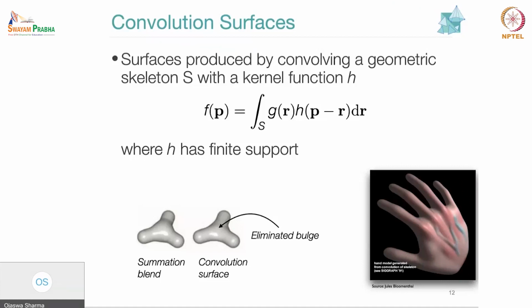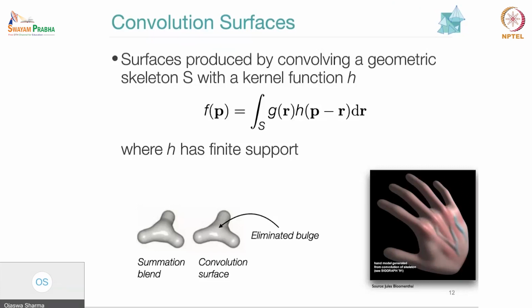So how could you avoid that? You could avoid that by defining convolution surfaces. And this is the same convolution that you might have studied earlier in your signal processing or even otherwise. And this bulge can be eliminated by defining a convolution surface. I think I have some more details, but that's the form of the convolution.